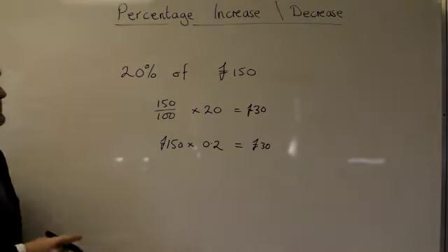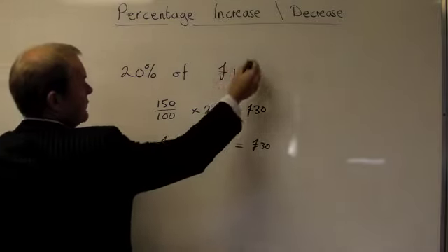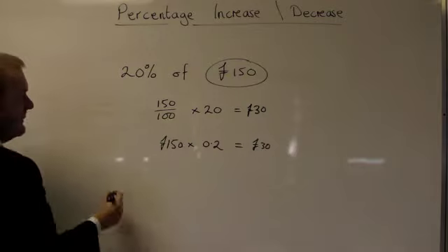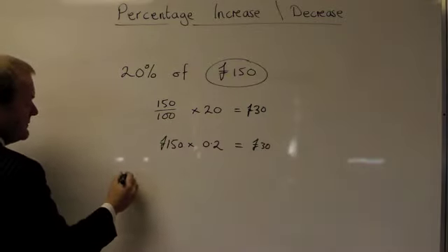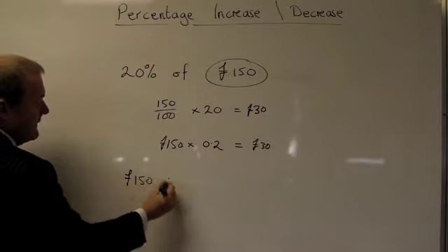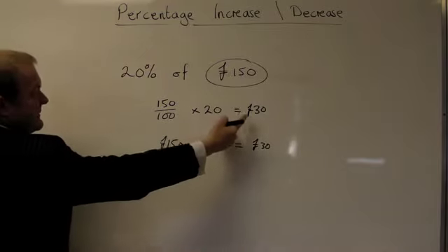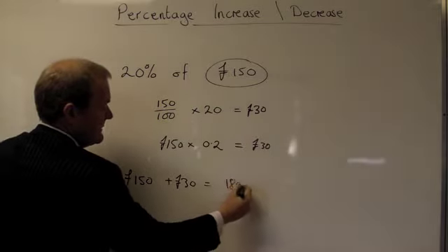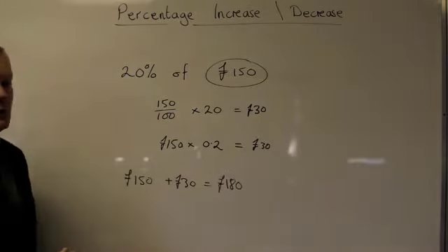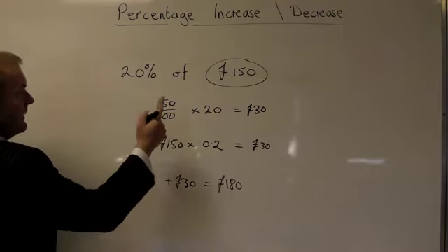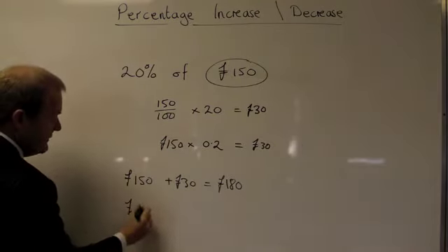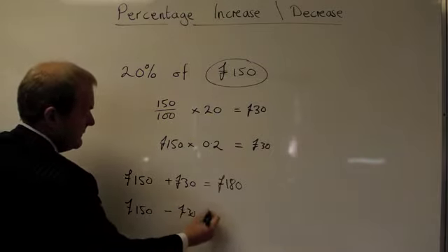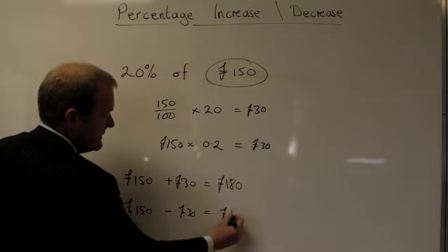So that means if I wanted to increase my value of £150 by 20%, I would take my original £150 and I would add on my 20% increase, which is £30, which would make £180. If I wanted to decrease the value by 20%, I'd start with my £150 and I would deduct my £30, and that would make £120.